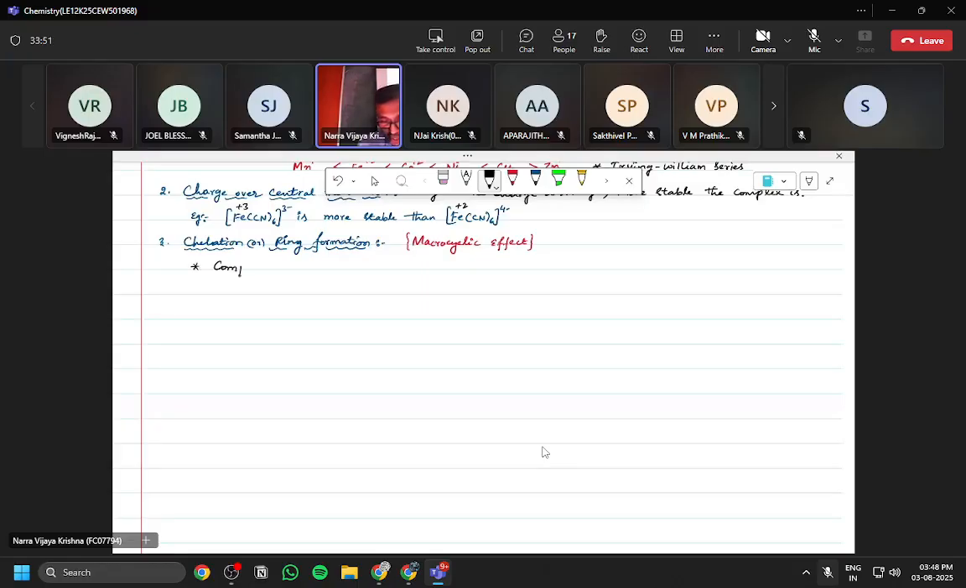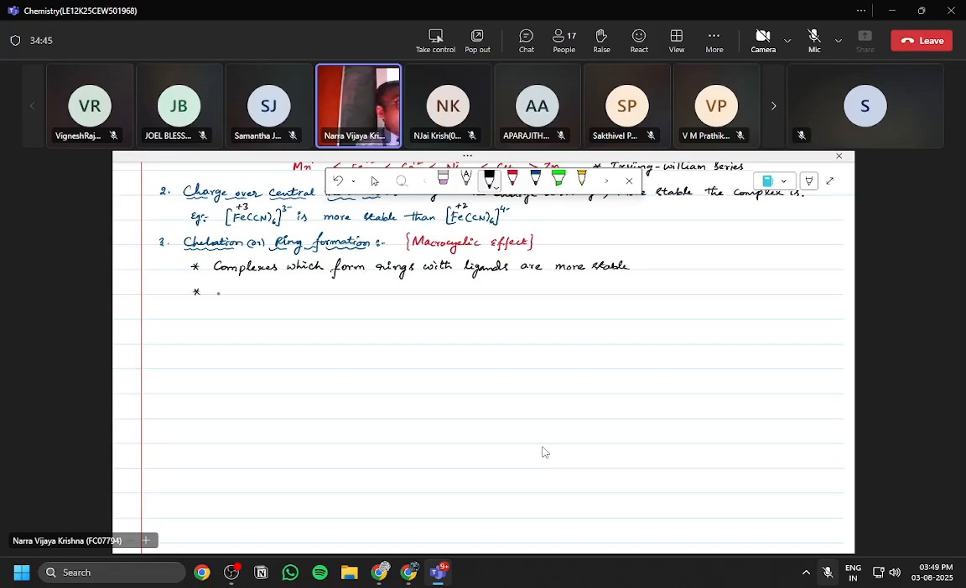So complexes which form rings with ligands are more stable. Have I understood this idea now? No.